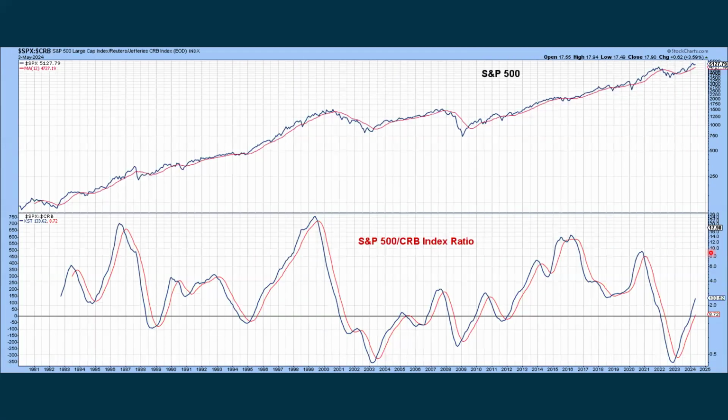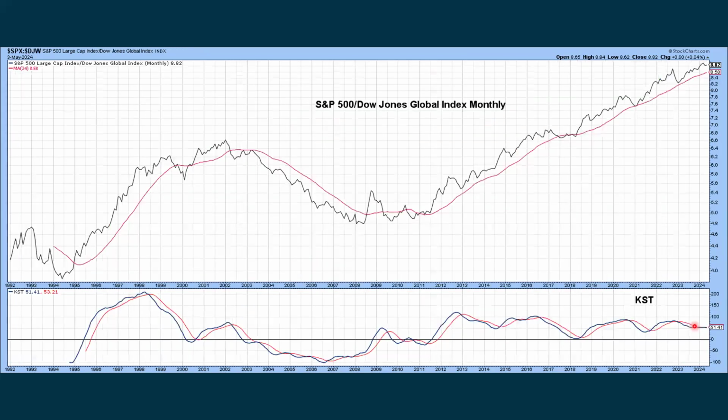And we look at a ratio between the S&P stocks and the CRB index longer term, where stocks still continue to outperform commodities on a longer term basis. Then we look at another ratio between the S&P and a global index. The S&P is still outperforming. The KST is pretty much flat right now with the momentum. Then at the very end, I go through the list of positive things, and this list is pretty long. The negative list is still pretty short.